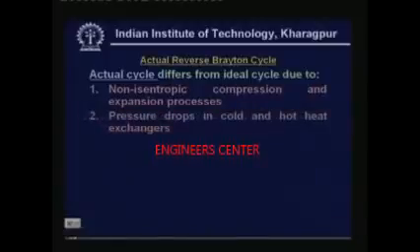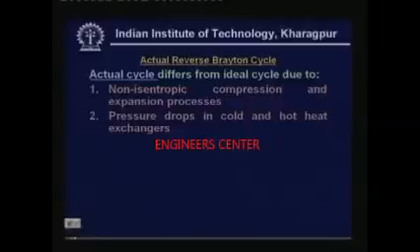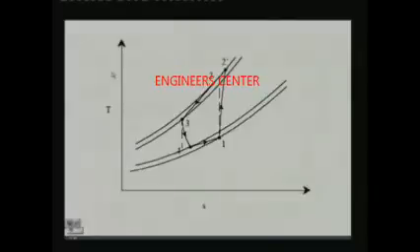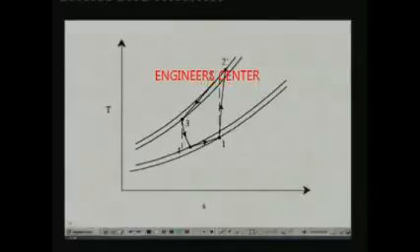And the second difference is we have neglected all the pressure drops in the cold and hot heat exchangers. Typically when a fluid flows through a heat exchanger consisting of long lengths of tubes, there will be fluid friction and pressure drops, okay. In the ideal cycle we consider that there are no pressure drops, so you have only two pressures, whereas in actual cycle there will be pressure drops, right. So these are the two reasons why actual cycle differs from an ideal cycle. I can show this thing on a, so you can see the difference here.